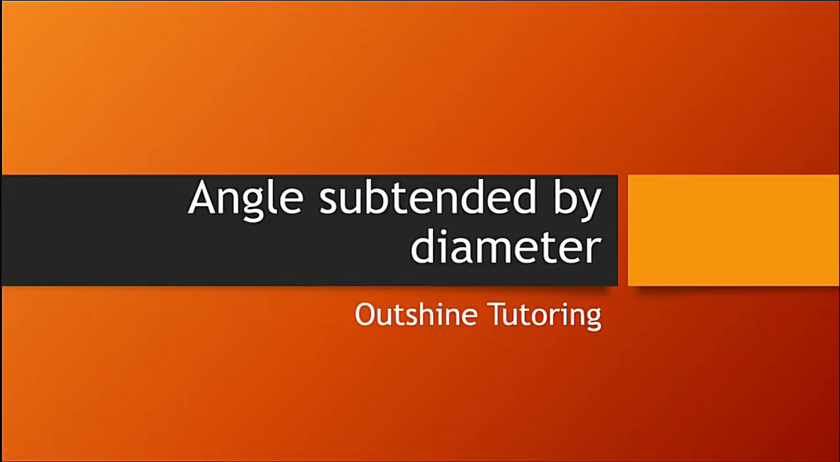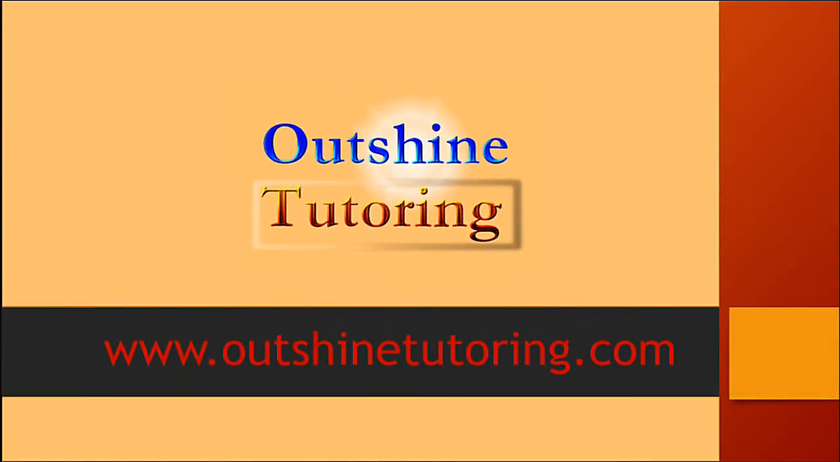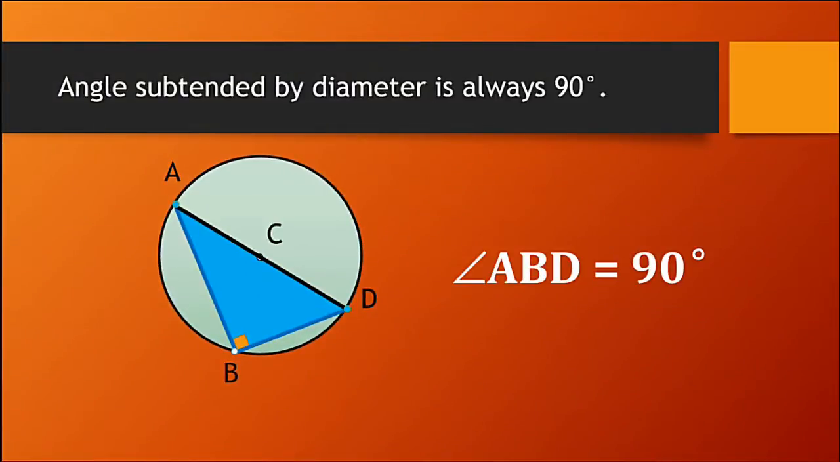Hi, in this video I'm going to show you that the angle made by the two ends of a diameter with any other point on the circumference of a circle is always 90 degrees. The chord AD is the diameter because it passes through the center of the circle, point C.